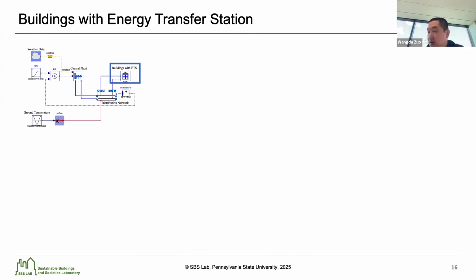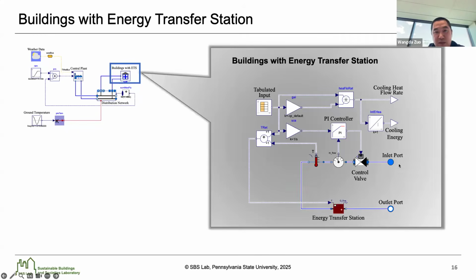And the last one is the building. So here with the ETS, the energy transfer station called ETS, the buildings with ETS, now you can define how much energy, in this case chilled water, you need, right? Depends on my building cooling demand. So here we do a PI control to control the valve, which really determines the amount of chilled water I need.